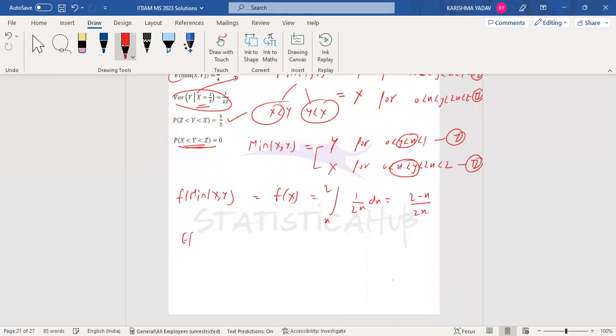And what is the expectation of x? If I find the expectation of x, then x is also lying from 0 to 1, and this will be 2 minus x by 2x dx. Okay, 2 minus x by 2x dx, that is equal to, oh, what is the PDF of this one? This is 2 minus x by 2x. Oh, actually, wait a minute.